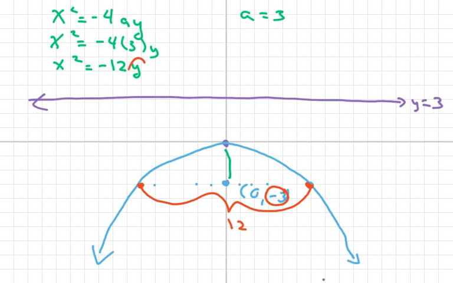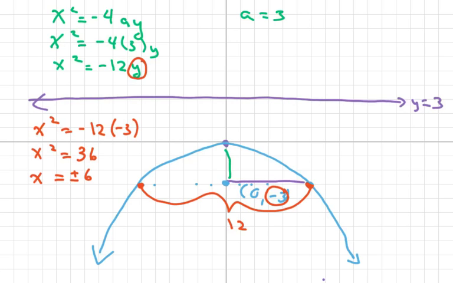So if I plug negative 3 into the y, we get x squared equals negative 12 times negative 3. So we get x squared equals 36. You square root both sides, you get x equals plus or minus 6. And that's what we did. We went over 6 to the right and over 6 to the left.